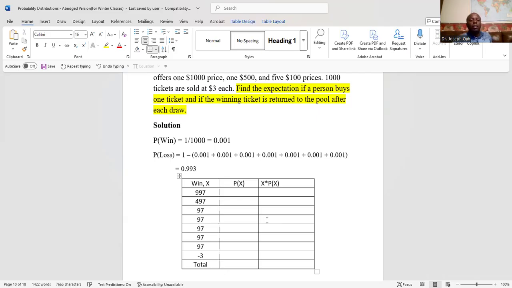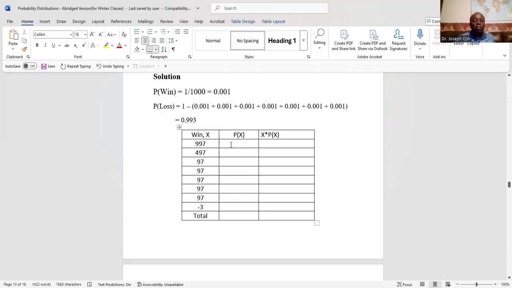Now, the probability for each of the winning outcomes is 0.001. For loss, you have 0.993. That means you have a 99.3% chance of losing.